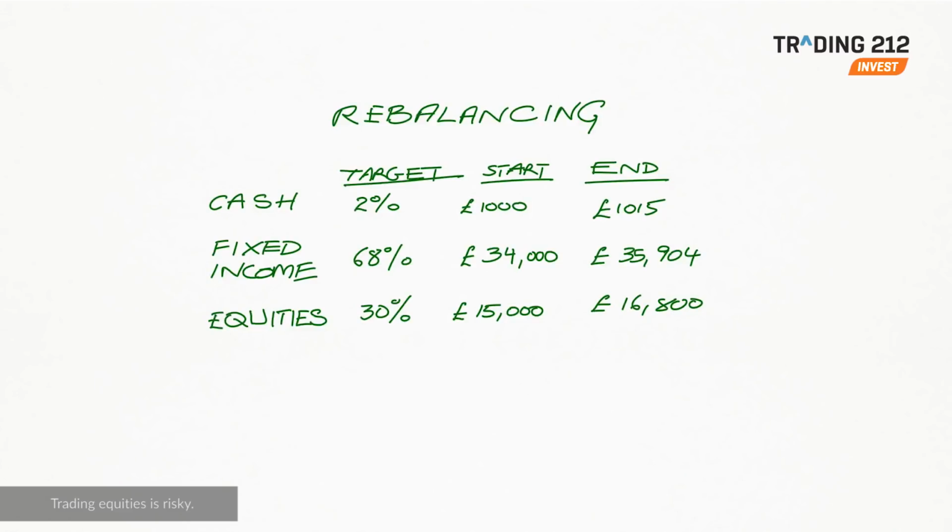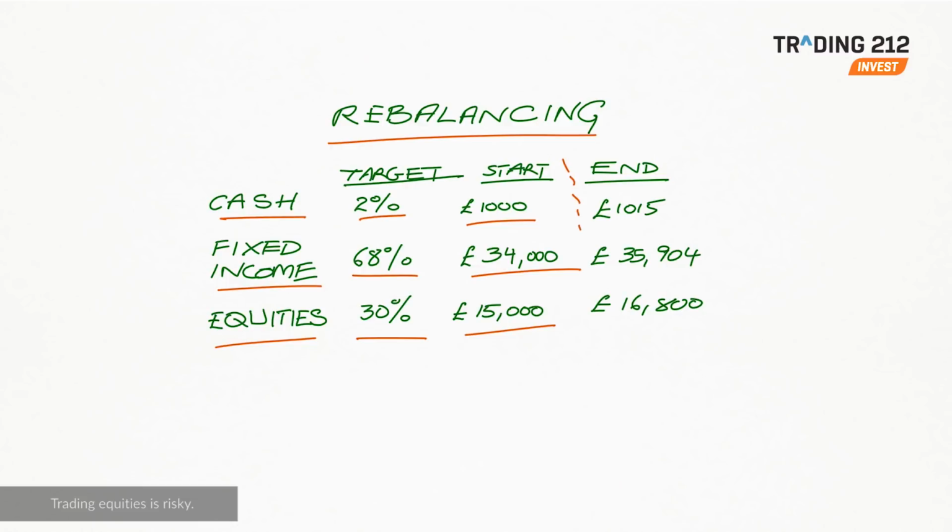So here are some sample figures to illustrate an aspect of rebalancing. Let's say that we have a hypothetical investor who has decided their target for how they want their investment portfolio to be divided up is 2% in cash, 68% in fixed income, and 30% in equities. So just to make these numbers quite easy, let's say that they have £50,000 at the start of the year. So this would work out as £1,000 in cash, £34,000 in fixed income, and £15,000 in equities.